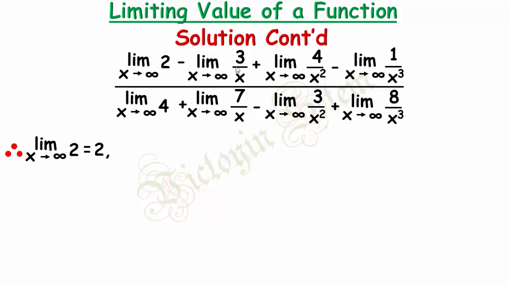And then we'll move to the next term. But in solving this, I will factorize this 3 out here. So I'll have 3 times the limit as x approaches infinity of 1 divided by x. Take note, the limit as x approaches infinity of 1 divided by x is 0. So 0 times this constant 3 is equal to 0. And that was why the entire fraction, the limit as x approaches infinity of 3 divided by x, equals 0.